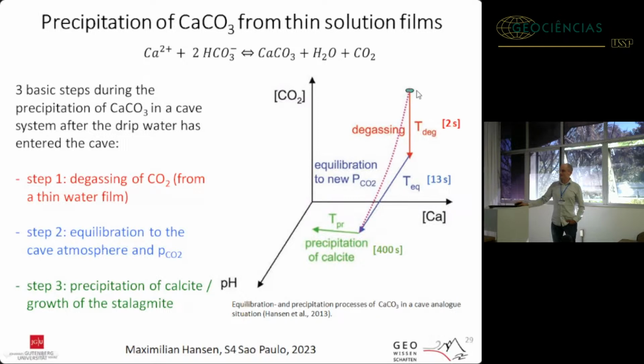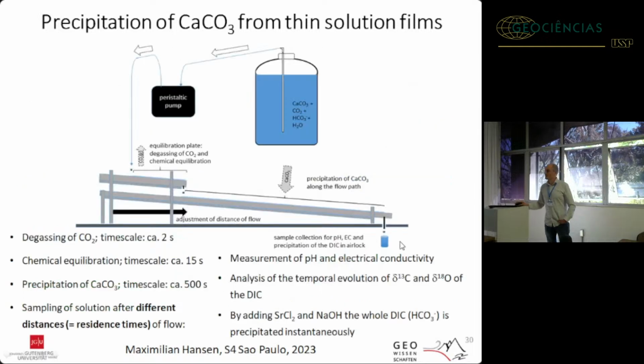And the next step would be the equilibration to the new cave atmosphere and PCO2 of the cave. It's basically the increase of the pH value. So when the water is entering the cave, it's in equilibrium with a high PCO2. Then you get the degassing. And after degassing, all the carbon species will rearrange to the new pH value. And in the end, it will reach precipitating conditions, and then calcium carbonate is precipitated. And all these steps take place on very different time scales, right? And so we try to simulate that in the lab.